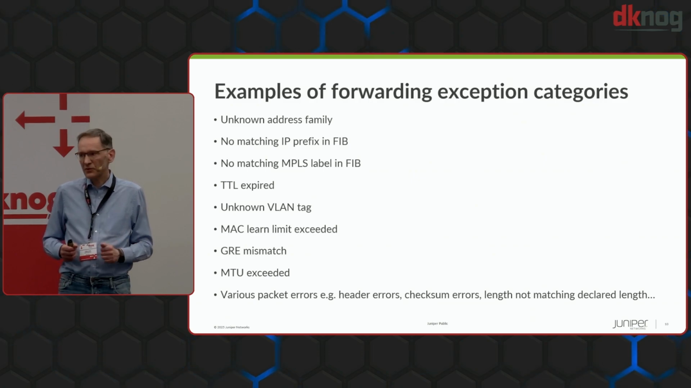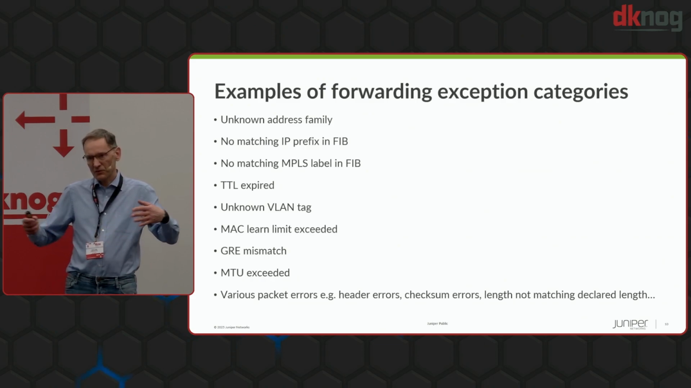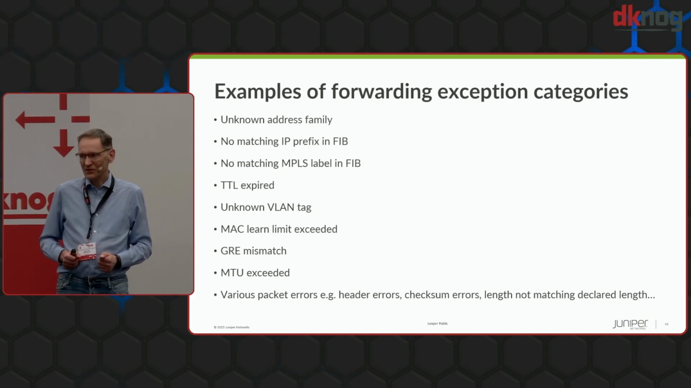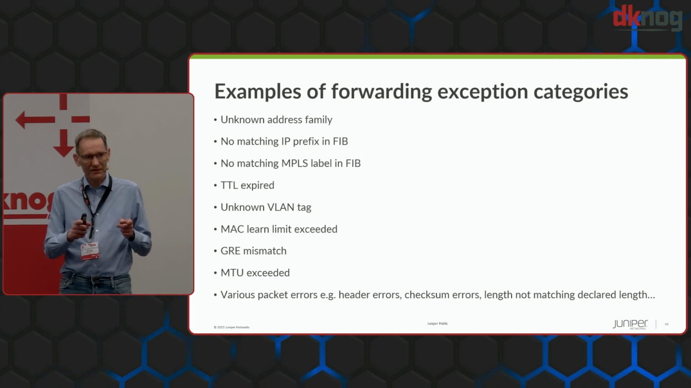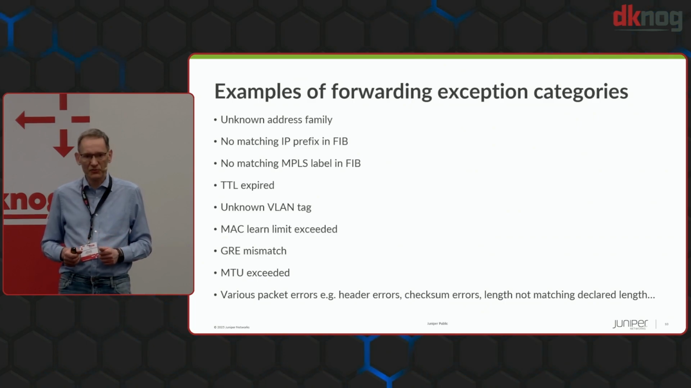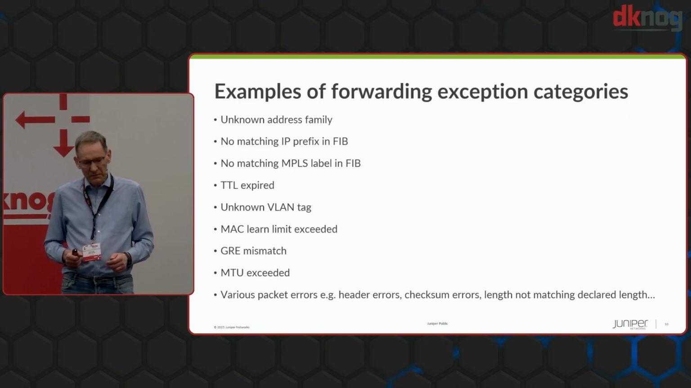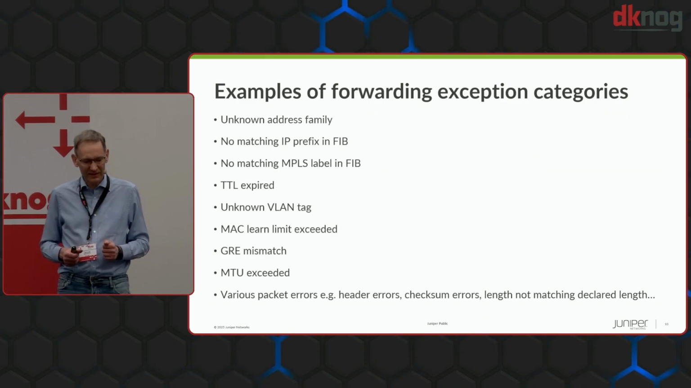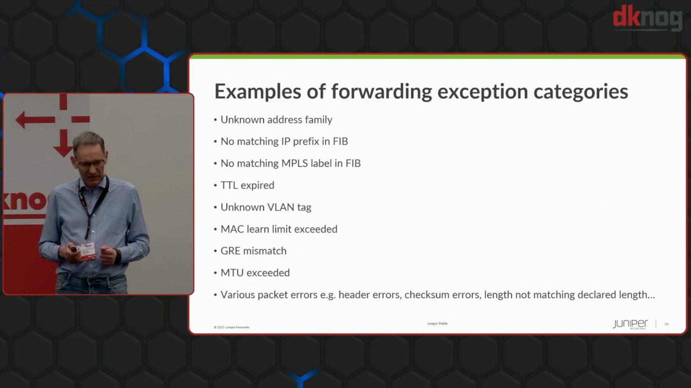MTU exceeded, so if your network supports jumbo frames, you're supposed to set your MTU accordingly on all your links. Perhaps somebody forgot to do that on some link in the middle of the network, and so of course it's only the bigger packets that are going to be dropped, and so spotting that can be quite tricky in a big network. And then the bottom row of this slide, various malformed packets like header errors and checksum errors and the declared length not matching the actual length of the packet received.